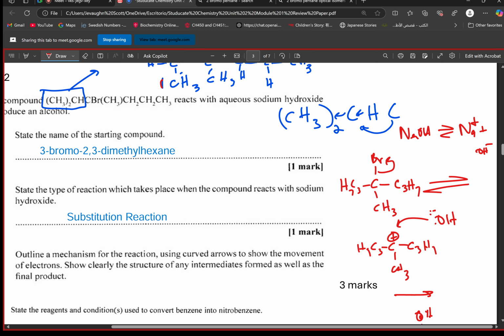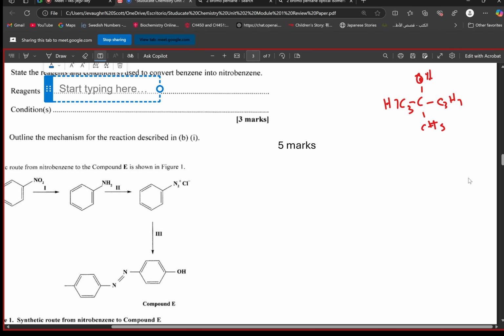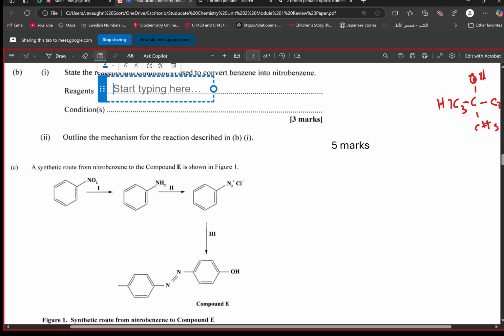State the reactants and conditions used to convert benzene to nitrobenzene. How is it done? I went through that with you guys. So what is it? Conditions for the nitration of benzene. Anyone? Nitric acid, concentrated sulfuric acid. What else do you need? Around 50, well, below 58 degrees Celsius.